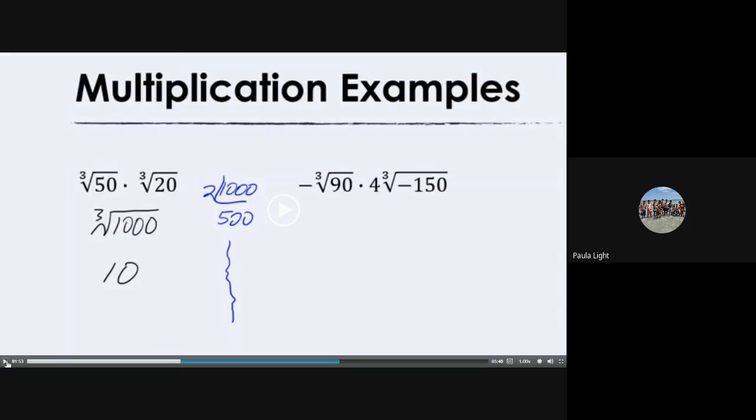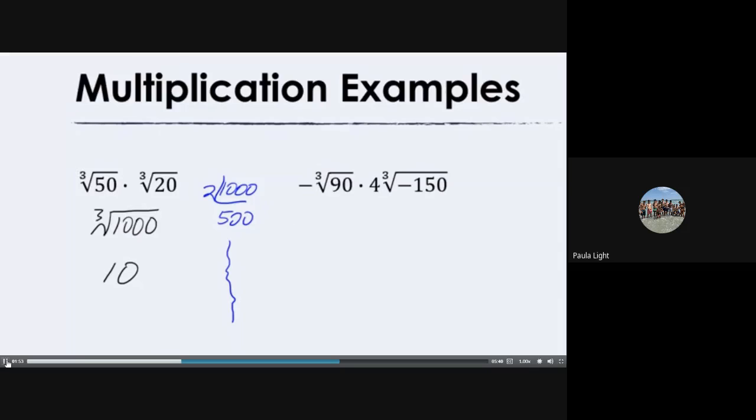So, how many of you multiplied 90 times negative 150? Everybody should have done that because it's cube roots of both, so you can do that. So 90 times negative 150 goes under the radical, the cube root symbol. But don't forget that there's an invisible negative 1 here, and it gets multiplied to the 4, the coefficients. Okay?